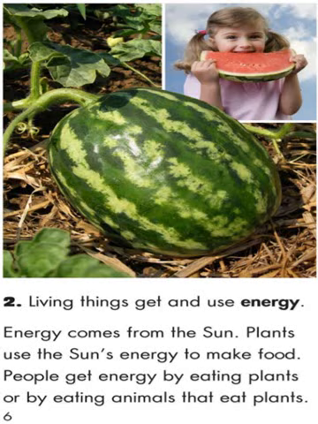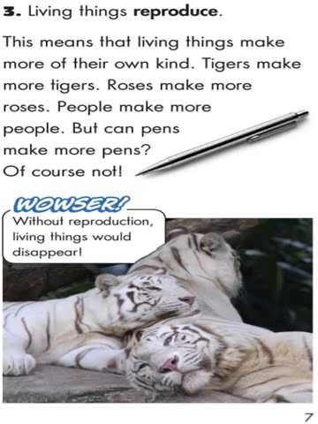Number 2, living things get and use energy. Energy comes from the sun. Plants use the sun's energy to make food. People get energy by eating plants or by eating animals that eat plants. Number 3, living things reproduce. This means that living things make more of their own kind. Tigers make more tigers. Roses make more roses. People make more people. But can pens make more pens?